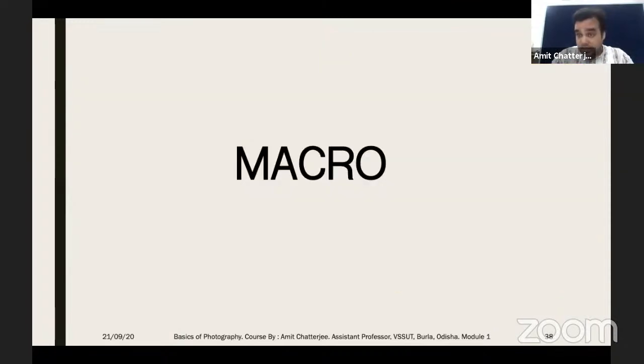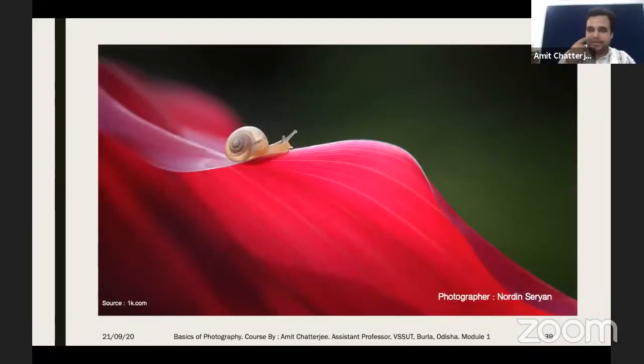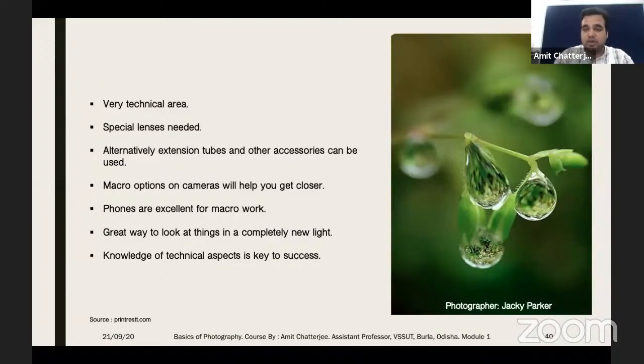The next thing I was talking about is macro photography. Now, in macro photography, you take photographs and you showcase the details of the subject that are not actually visible to the naked eye, and that is the advantage, or the X factor, of macro photography: you really get into the photograph. For example, this particular photograph, or the next one on your screen. The one thing about macro photography is it's a very technical area.